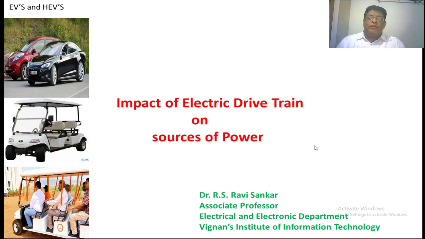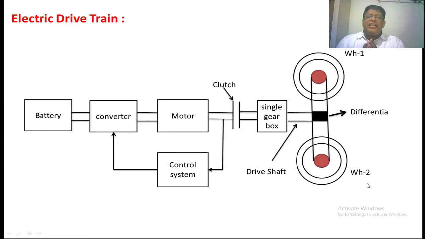Now here, what are the different changes that occur in the grid? The electric drivetrain is charging and discharging. That we are going to see now. First, let me see what is meant by electric drivetrain. Electric drivetrain is not a single component. It is a group of components which are giving propulsion for the wheels of a vehicle so that it will be moving against the roadway force.